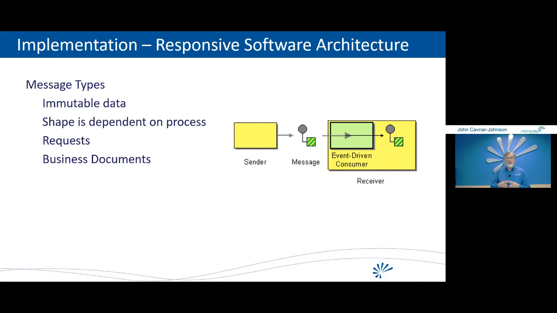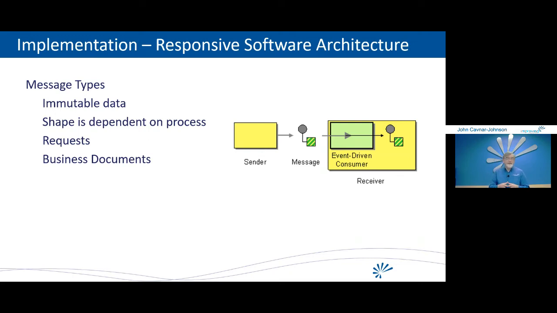And focus on designing your message types. Your message types, what I found most useful, have immutable data. When you send a message, you sent that message. There's no way to change the fact that you sent a message and it had this data in it. If that data was wrong, you need to send a message correction saying, oops, I made a mistake.